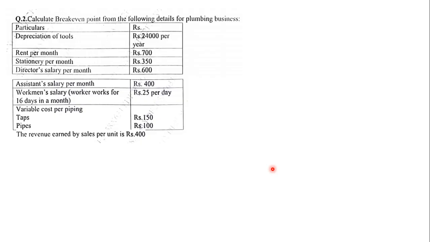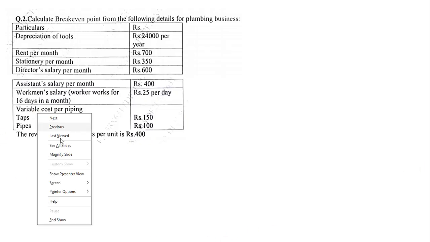The very first question was: calculate the break-even point from the following details of a plumbing business. They're asking us to find the break-even point. Now remember, for break-even point, the formula is very simple. There are two formulas, one in rupees and one in units. First I'll note down BEP. In units, the formula is fixed cost upon contribution, and in rupees, the formula will be fixed cost upon PV ratio.